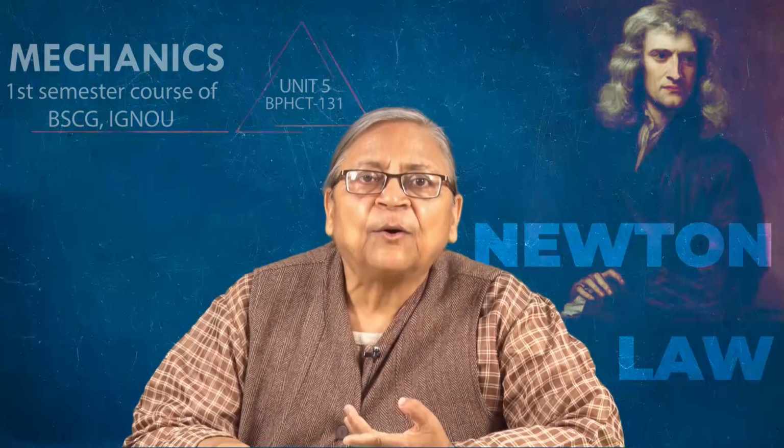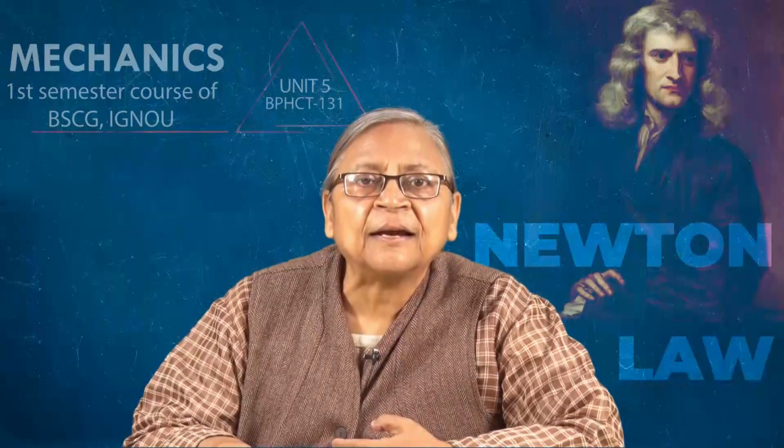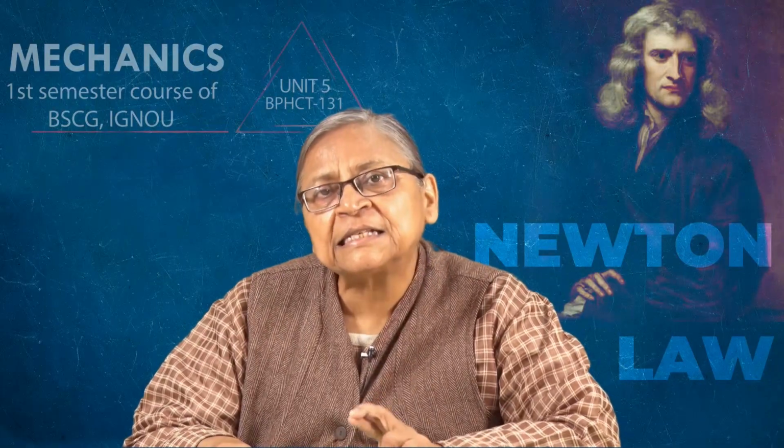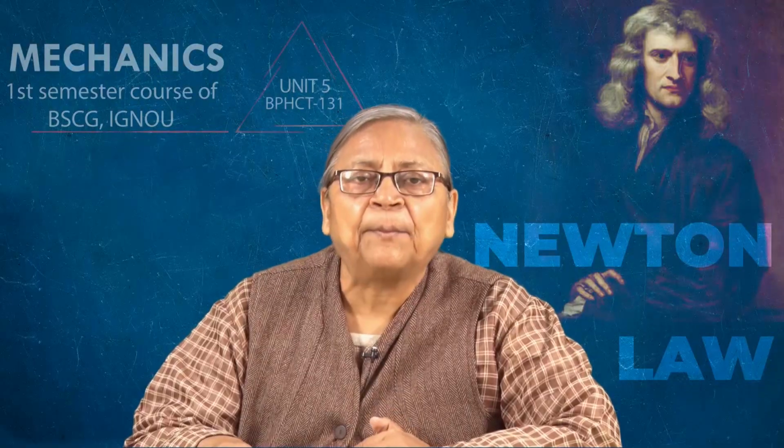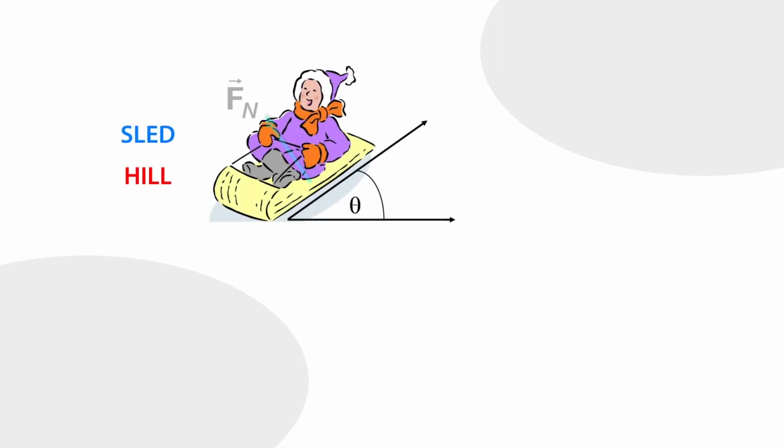So we say that normal force is perpendicular to the surfaces in contact, and here in this example, the surfaces in contact are horizontal surfaces. So the perpendicular is the red arrow. The perpendicular is in the direction of the red arrow, or vice versa. The normal force is perpendicular to the surfaces in contact, right? Now I give you another example.